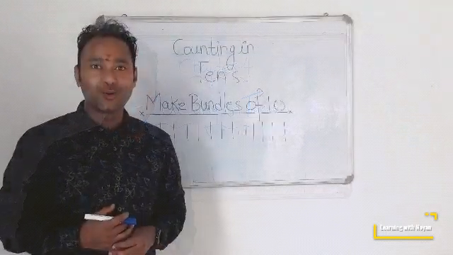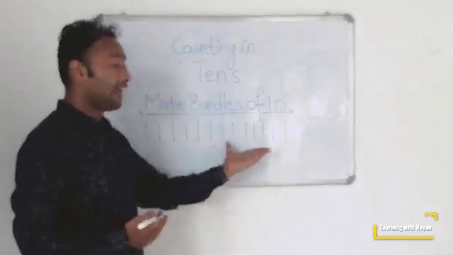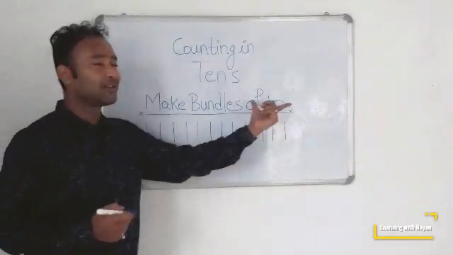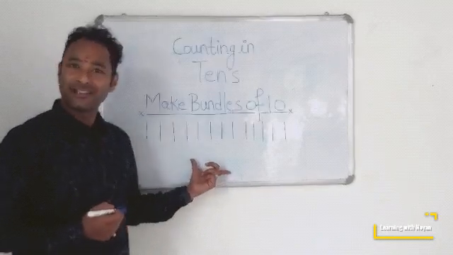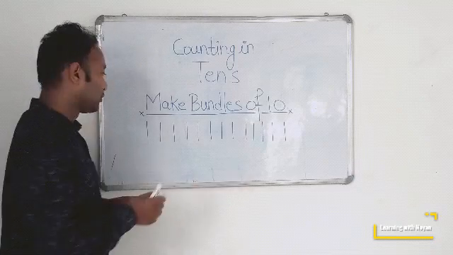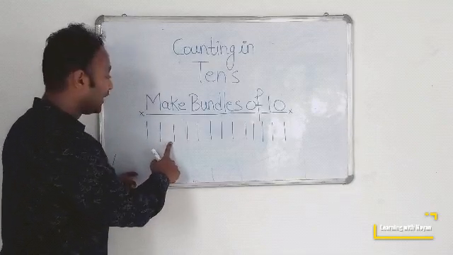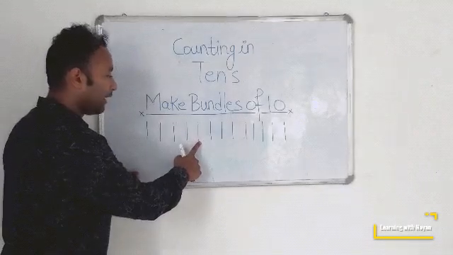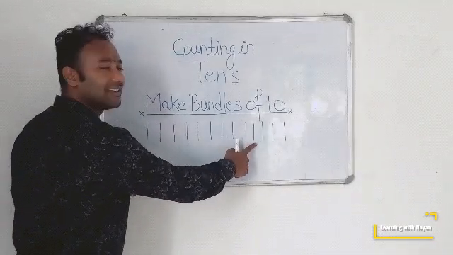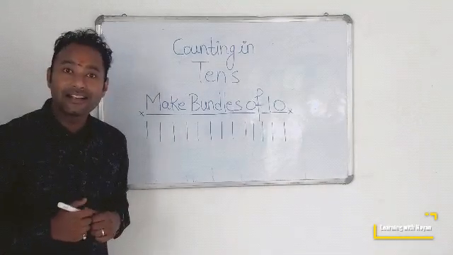Students, now we are going to form some bundles on the board with the help of these sticks. Here it is written: make bundles of 10. Before we start, can you count how many sticks are there on the board? Start counting: 1, 2, 3, 4, 5, 6, 7, 8, 9, 10, 11, 12, 13. So how many sticks are there?